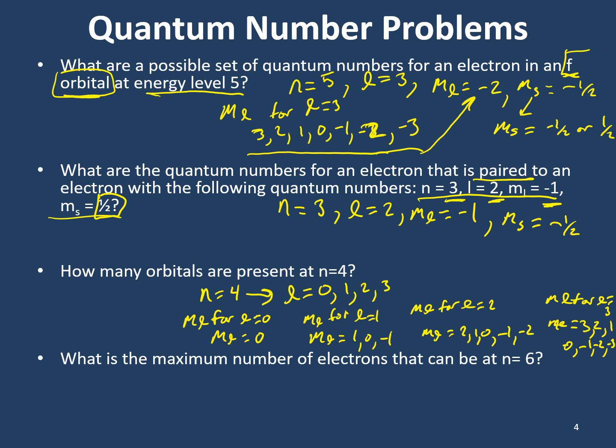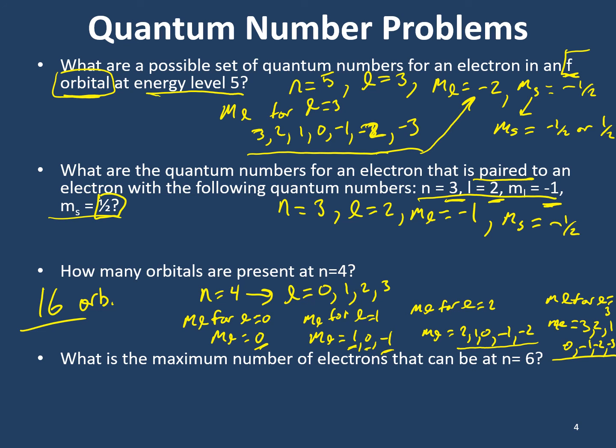So if we count all of these values, I have 1 ml here, that's 1 orbital. I have 3 here, that's a total of 4, because 1 plus 3 is 4. I have a total of 5 ml values here, that gives me 9. And finally, I have 7 here, that 9 plus 7 would be 16 orbitals present. Now, that's how many orbitals we have at energy level 4.